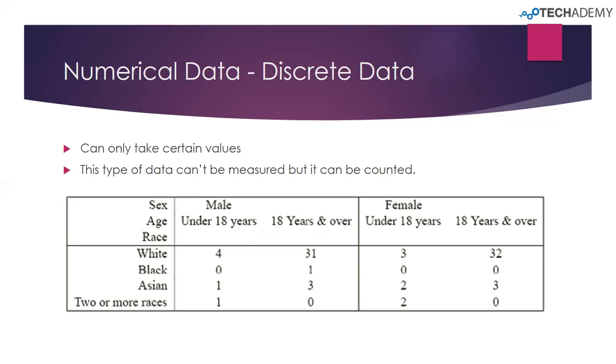Here is an example of discrete data. Discrete data takes on certain values, and this type of data can't be measured. That means we can't say 45 kg or 43.5 kg or 56 centimeters height. That is not done inside discrete data. In discrete data, we generally have a count, like how many males are there who are under 18 years. So we generally have the frequency or the count like this, and it takes on whole values.